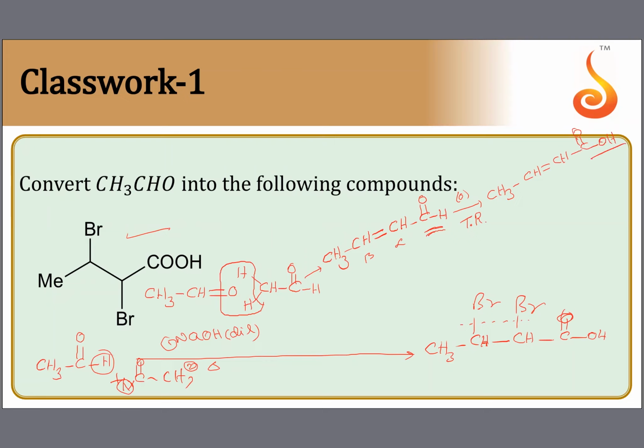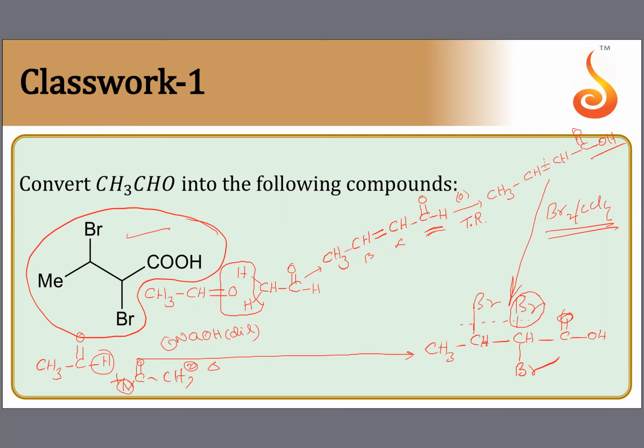Next to the target, in place of the pi bond, 2 bromines must be added. Bromine in the presence of CCl4. 2 bromines are broken. Anti-addition takes place, I think you know. Addition of bromine, anti-addition. 2 bromines are attached from different directions. Bromine from above, the other bromine from below. So this is the product.